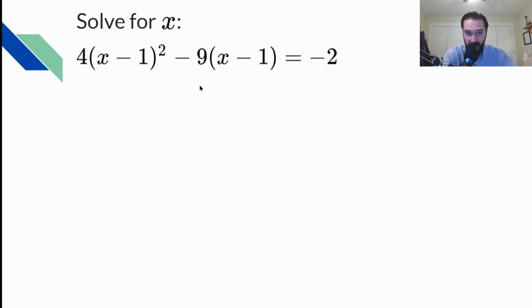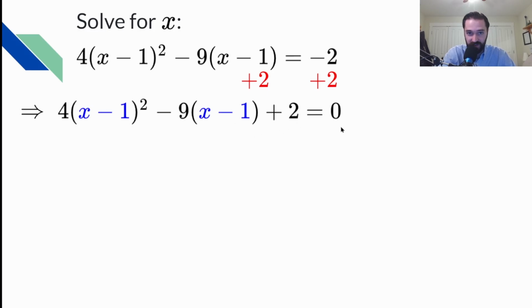Here we're asked to solve for x, and we have 4 times something squared minus 9 times that same something equals negative 2. The first thing I want to do is bring this 2 over to the other side. We're going to have some sort of quadratic equation here, so we want to have this thing set equal to 0. If we wanted to, we could FOIL this and distribute this and then gather every like term together to get a quadratic equation set equal to 0. We could do that, or we could recognize that this equation is in quadratic form, so we can perform a fancy substitution to make this easier.